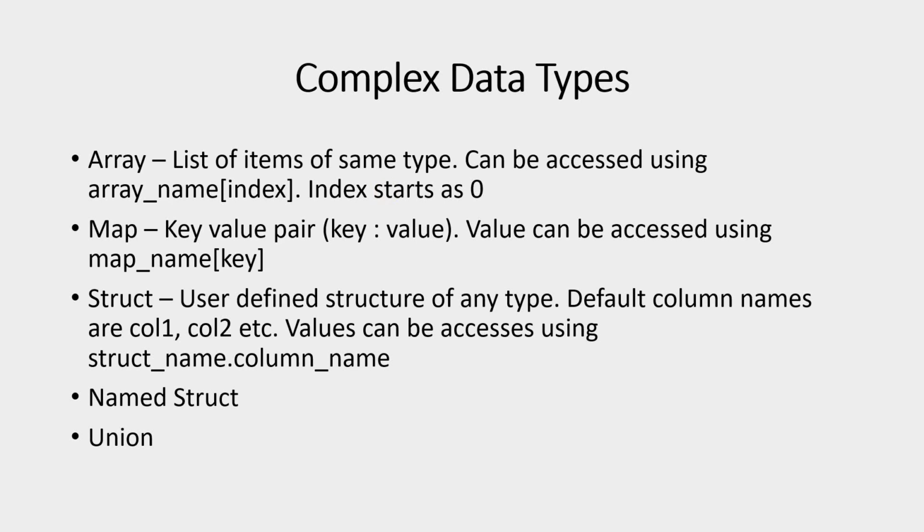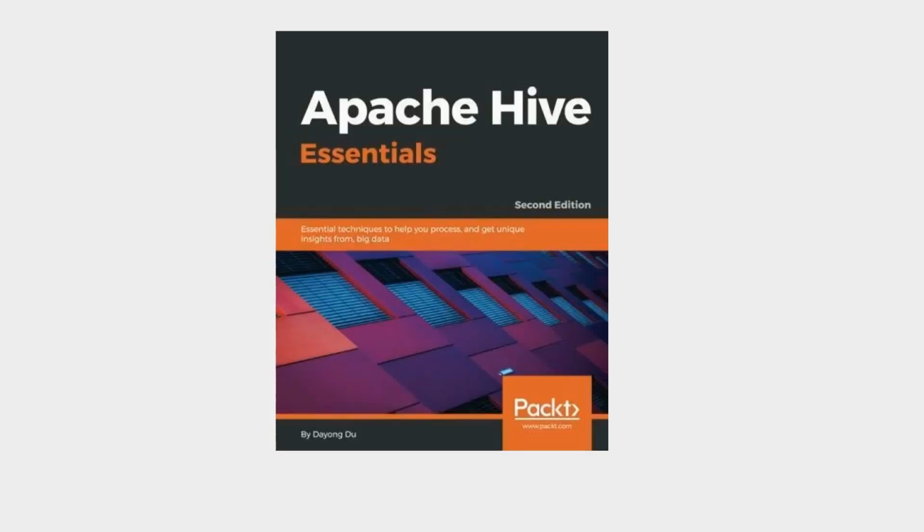And we have 2 other types, which are named structures and union. They are not that commonly used, so we're going to talk about the first 3, which are arrays, maps, and structures. So we're going to jump into the demo, and for this demo I'm getting the data and example from this book called Apache Hive Essentials. It's a very good book. If you want to learn Hive, I think this will help you a lot. So let's jump into the demo.